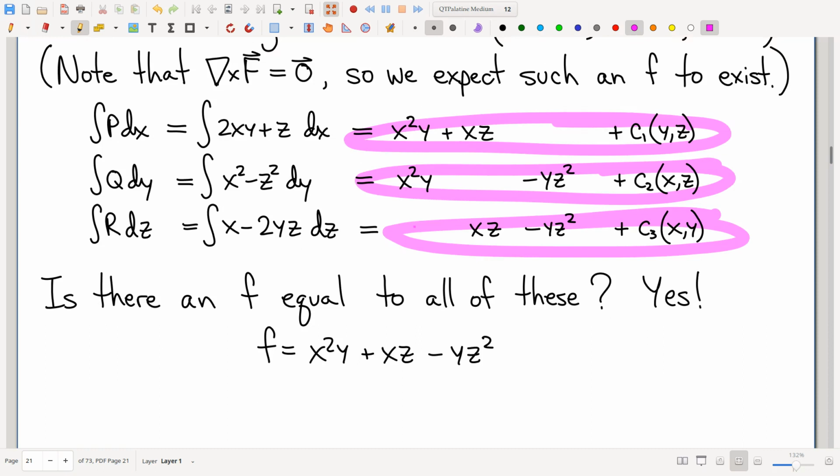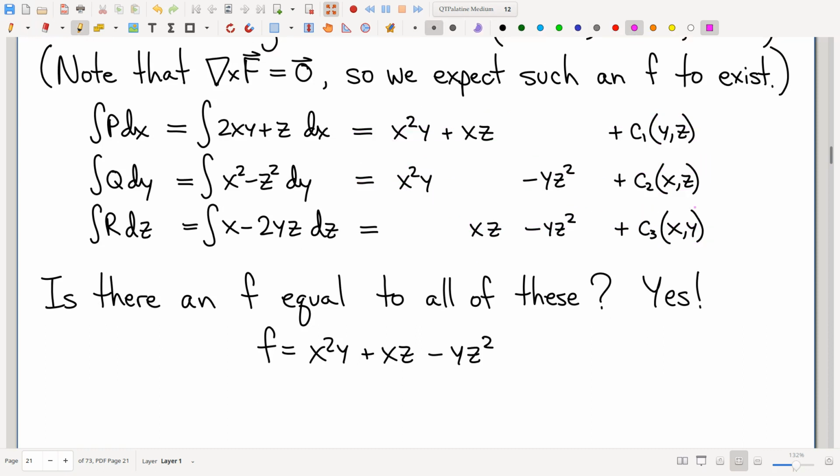Now, let me show you how I like to play the game. This is just my personal preference. I see this x squared y and that x squared y, and I feel like, okay, F probably has an x squared y in it, except unfortunately, wait a minute, no good. It's got to be all three of these things. So if I claim that there's an x squared y in the answer, then there's got to be an x squared y in this third line, and I don't immediately see an x squared y, so what's up with that?